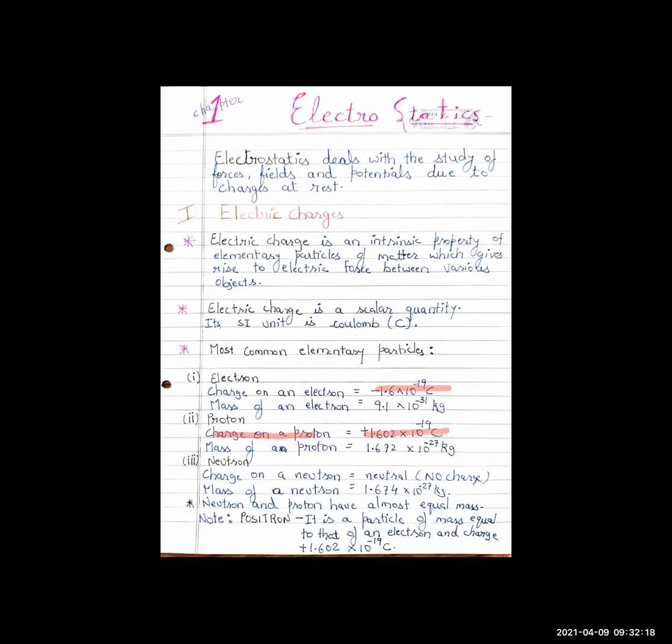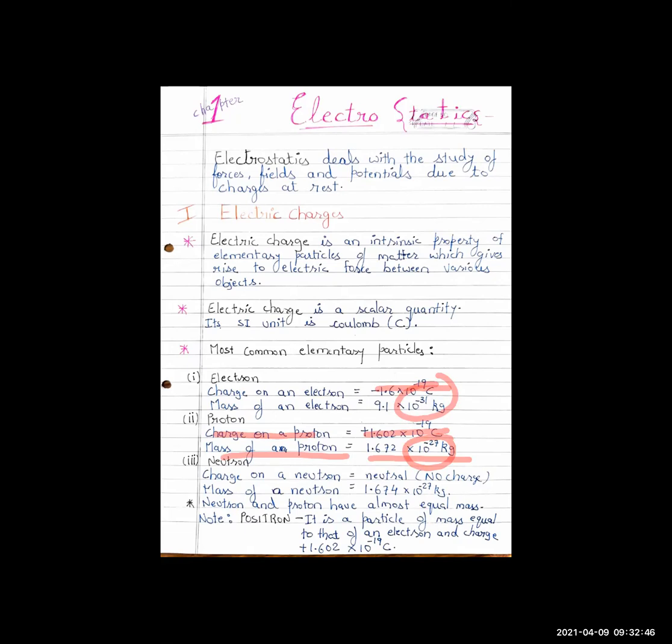Now let's talk about the mass of the proton. Protons are heavier as compared to electrons. So their mass is 1.672 into 10 to the power minus 27 kg. See, minus 27 is itself very, very less. But if we compare it to minus 31, it is bigger than that. So the mass of the proton is greater than the mass of the electron.